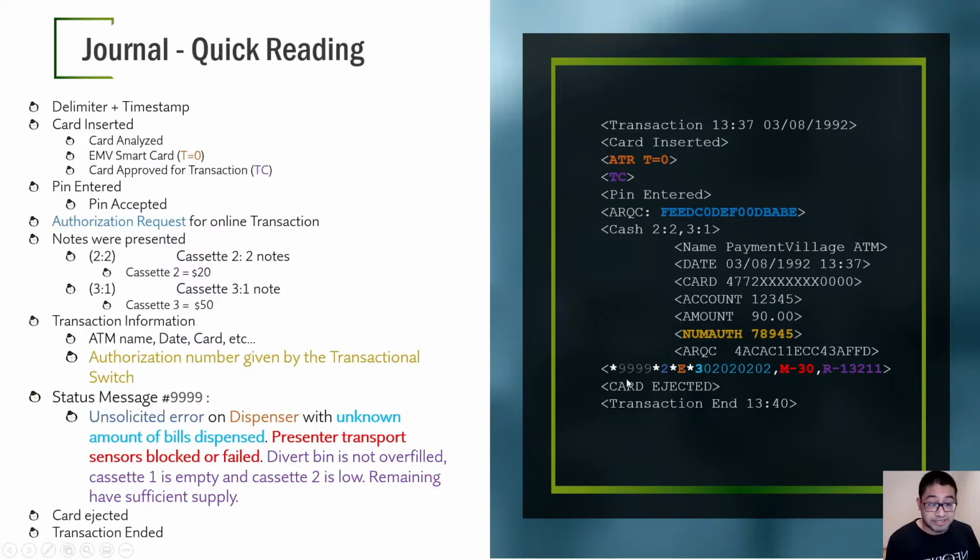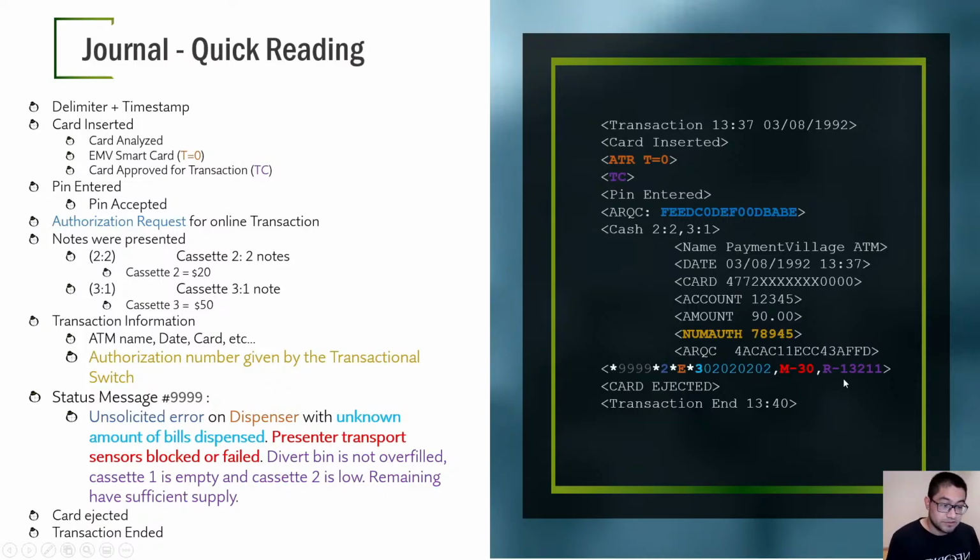And then we have here a status message, an error. This status message says that this is error number 9999, an unsolicited error by the ATM in the dispenser, that we have an unknown amount of bills dispensed, and that the error is that the presenter transport sensor was blocked or failed. So we know that the dispenser has an error because of the presenter transport sensor blocked or failed, and that an unknown amount of bills were dispensed.